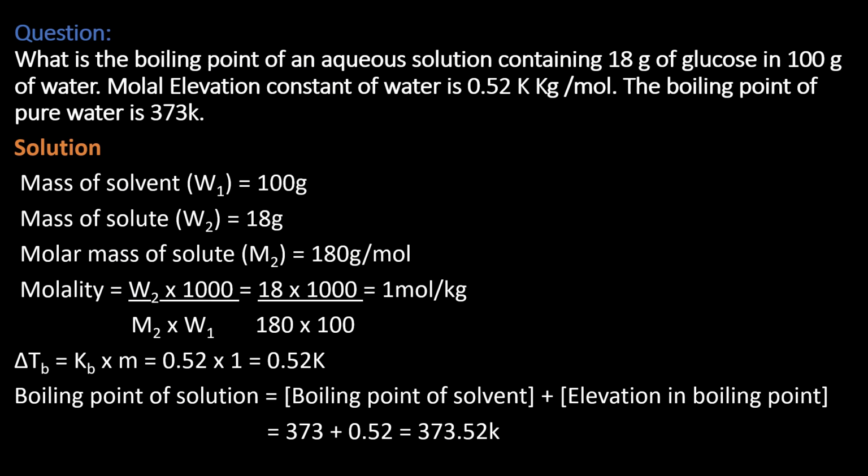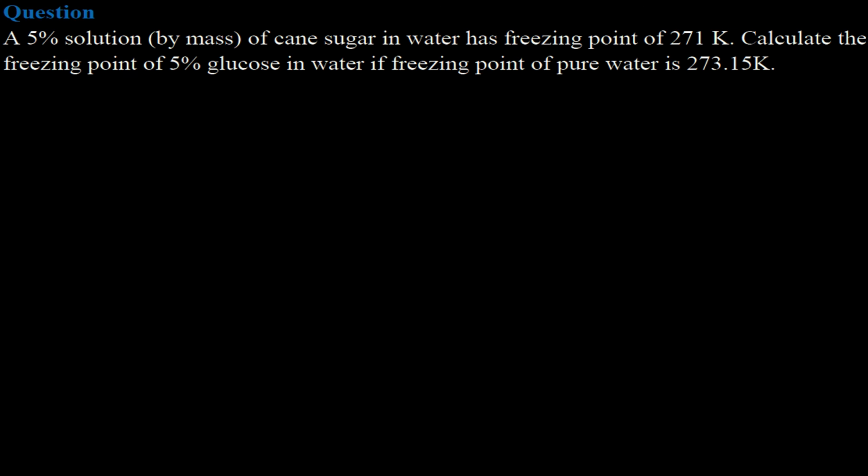The next question is, a 5% solution of cane sugar in water has a freezing point of 271 Kelvin. Calculate the freezing point of 5% glucose in water if the freezing point of pure water is 273.15 Kelvin. That is, you are asked to calculate the freezing point of 5% glucose in water. The first part is a 5% solution of cane sugar in water, whose freezing point is given. The second part of the question is 5% glucose in water. First one is cane sugar, second one is glucose.